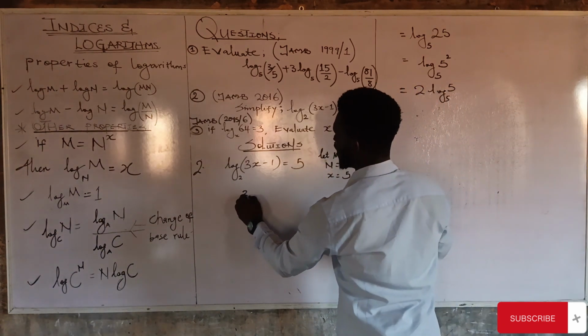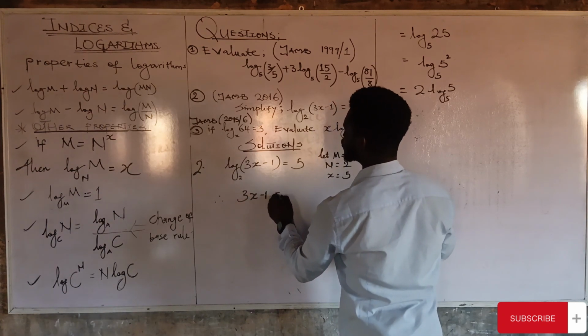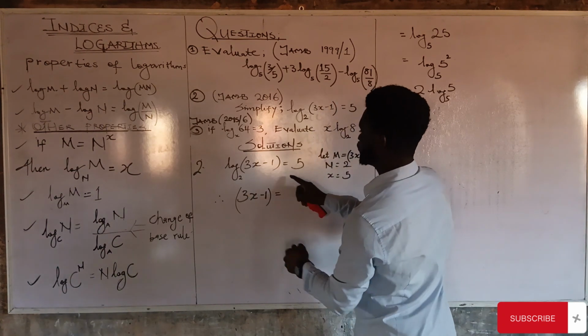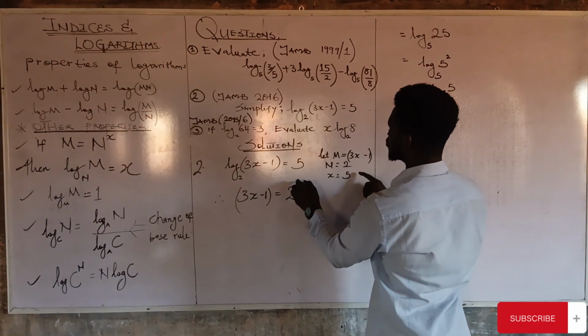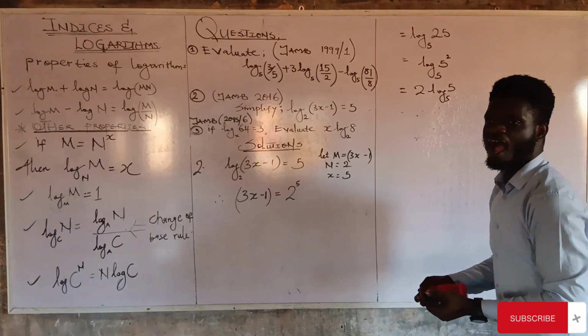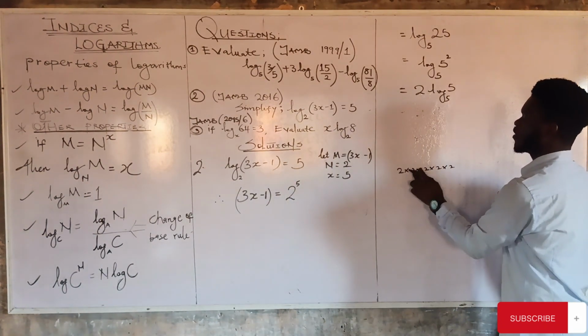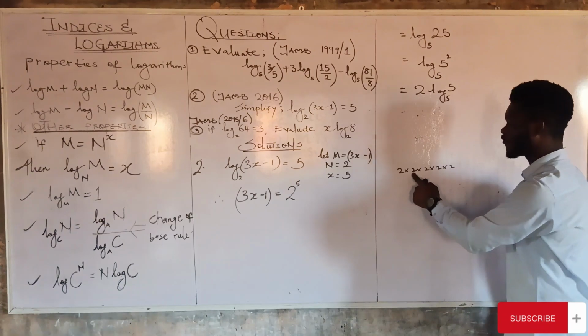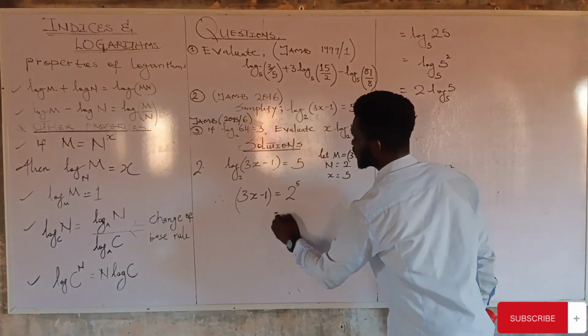So we are going to have, therefore, 3x minus 1 must be equal to, what is n? n is 2, then raised to the power of what? Of 5. And 2 raised to the power of 5 is 2 times 2 times 2 times 2 times 2, in 5 places. 2 times 2 we have 4, 4 times 2 is 8, 8 times 2 is 16, 16 times 2 we have 32. So we are having what?